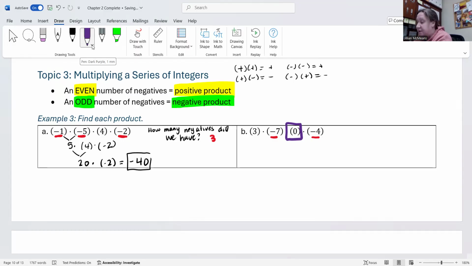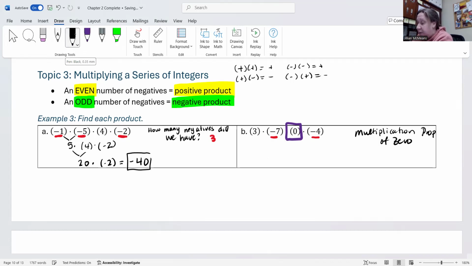Doesn't matter how many positives, doesn't matter how many negatives. If you have a 0 in a list of factors, so a list of numbers being multiplied, the whole product ends up being 0. And that's the multiplication property of 0. Now, if you don't believe that, let's go and do this piece by piece. So let me erase this and we'll go piece by piece.